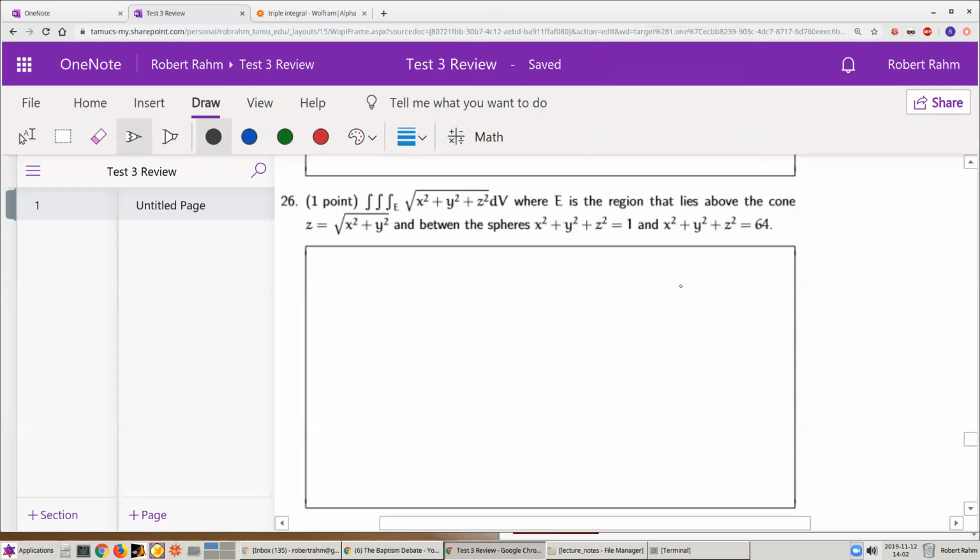This region is difficult for me to sketch in 3D, but I can try to sketch what a cross section would look like, or really what the projection of this region onto the, sorry, not the XY plane, say the ZX plane. So what is the projection of this shape onto the ZX plane? Well, the cone z equals the square root of x squared plus y squared is going to be something like this.